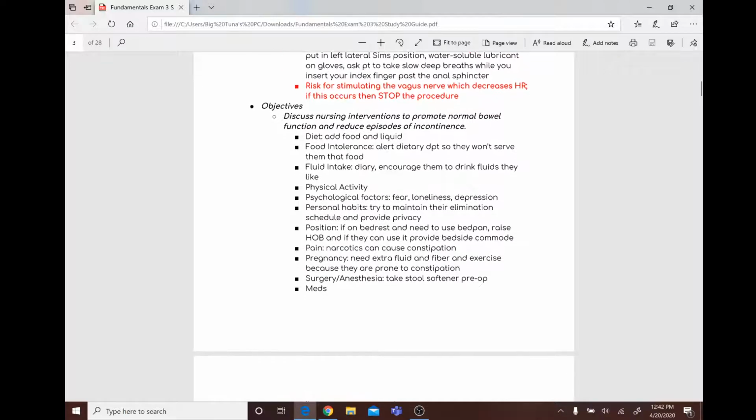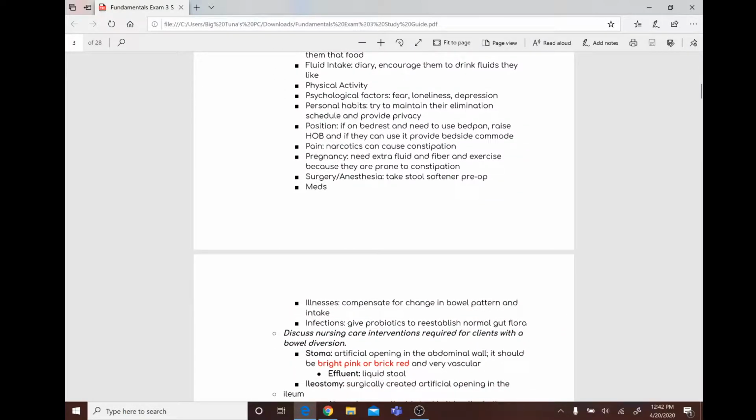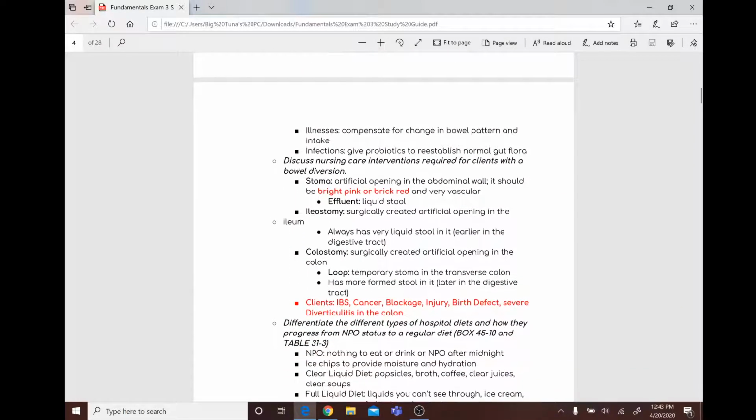Alright. It's a stoma. Artificial opening in the abdominal wall, should be bright red or bright pink and very vascular. What is effluent? Liquid stool.